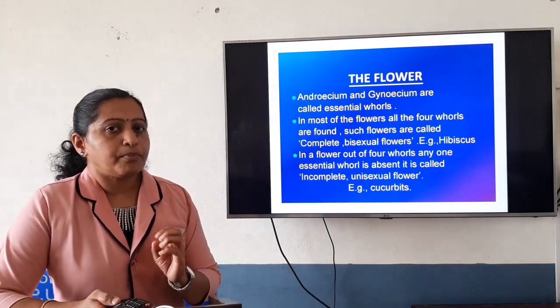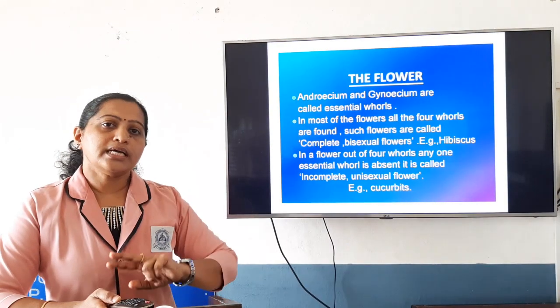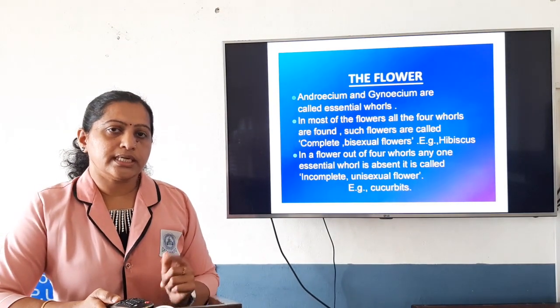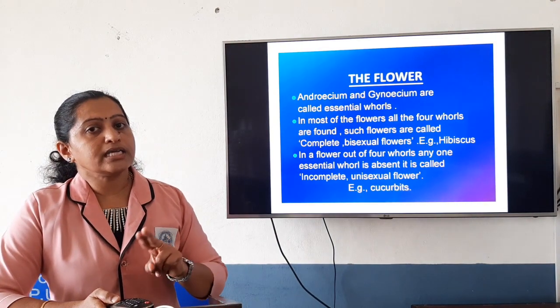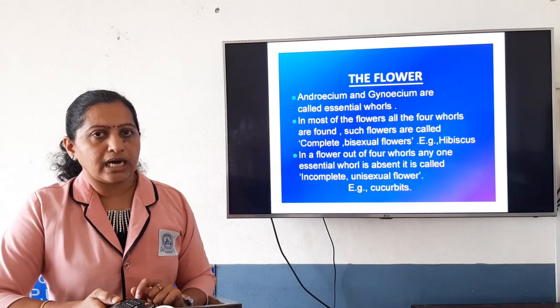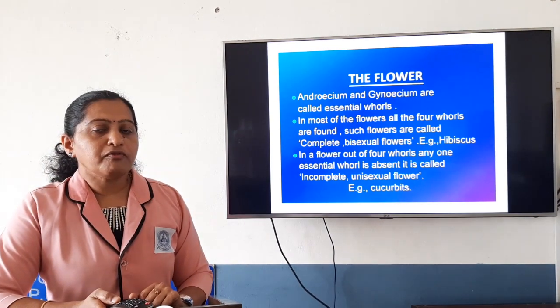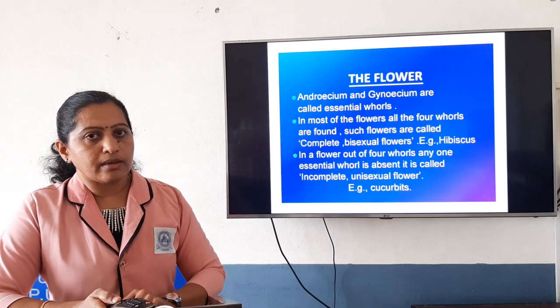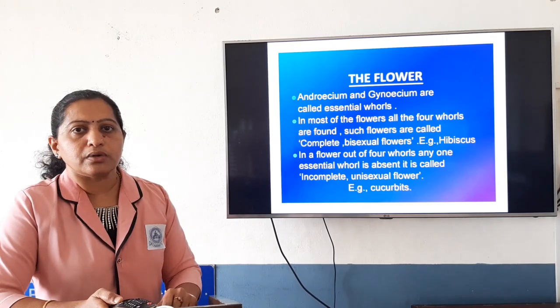And coming to the reproductive units present in a flower, if a flower has got both the reproductive units, that is male as well as female reproductive unit, or if the flower has both stamen as well as carpel, it is termed as bisexual flower. Or if the flower has got either the stamen or the carpel, then it is termed as unisexual flower.